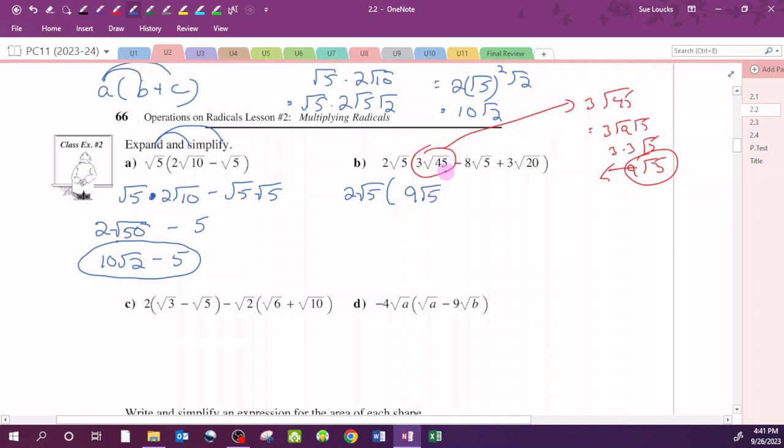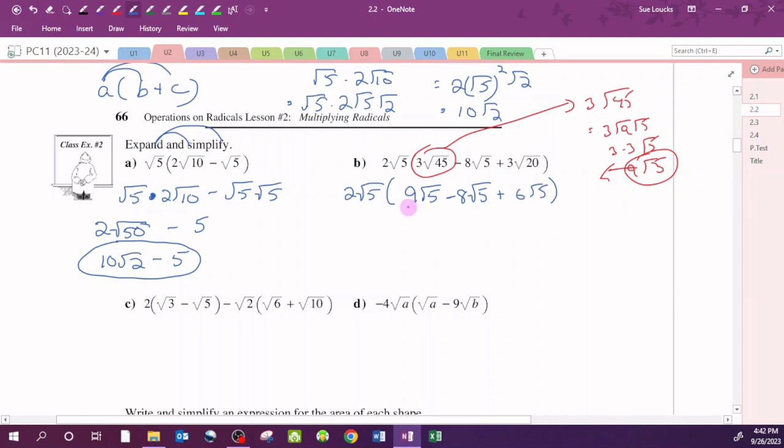If I can't do this piece on the fly, rather than writing this little bit out a bunch of times, I'll take it off to the side and just deal with that one little piece to simplify it and then bring it back. Not always, but it's a good strategy to have. Okay, I can't simplify this one any further, so that's just 8 root 5. And 3 root 20, I know that 20 is 4 times 5, so this is going to be 3 times the 2, so that's 6 root 5.